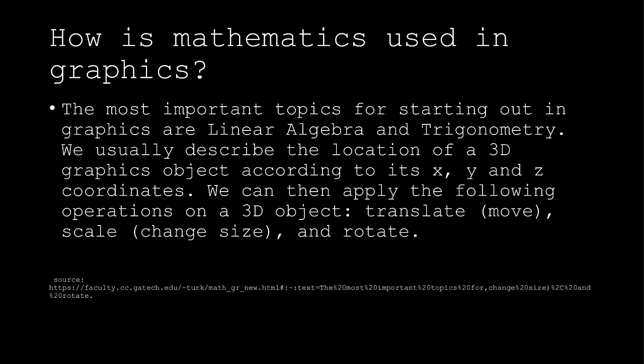How is mathematics used in graphics? The most important topics for starting out in graphics are linear algebra and trigonometry. We shall describe the location of a 3D graphics object according to its x, y, and z coordinates. We can then apply the following operations on a 3D object: translate, move, scale, change size, and rotate.